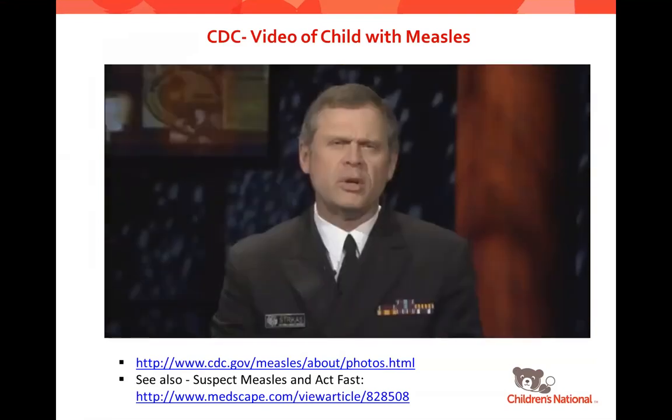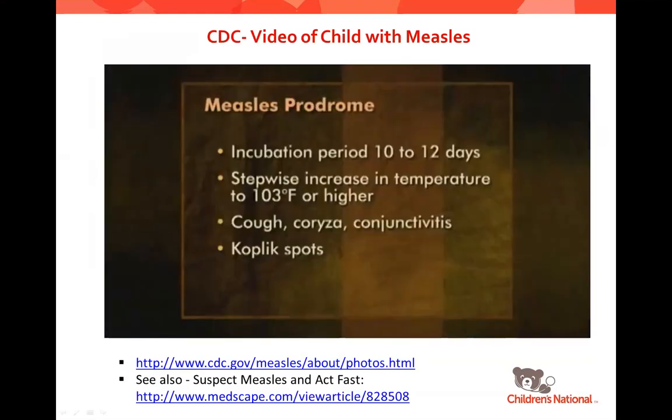The clinical features of measles are fairly distinct, at least after the rash appears. Unfortunately, most of the transmission takes place before the rash appears. After an incubation period of 10 to 12 days, there's a stepwise increase in temperature to 103 degrees Fahrenheit or higher. What usually follows is the classic triad of cough, coryza, or runny nose, and conjunctivitis, or pink eye. An astute observer may see Koplik spots, a rash found on mucous membranes, a day or two before the Contagious rash. This prodrome usually lasts 2 to 4 days.